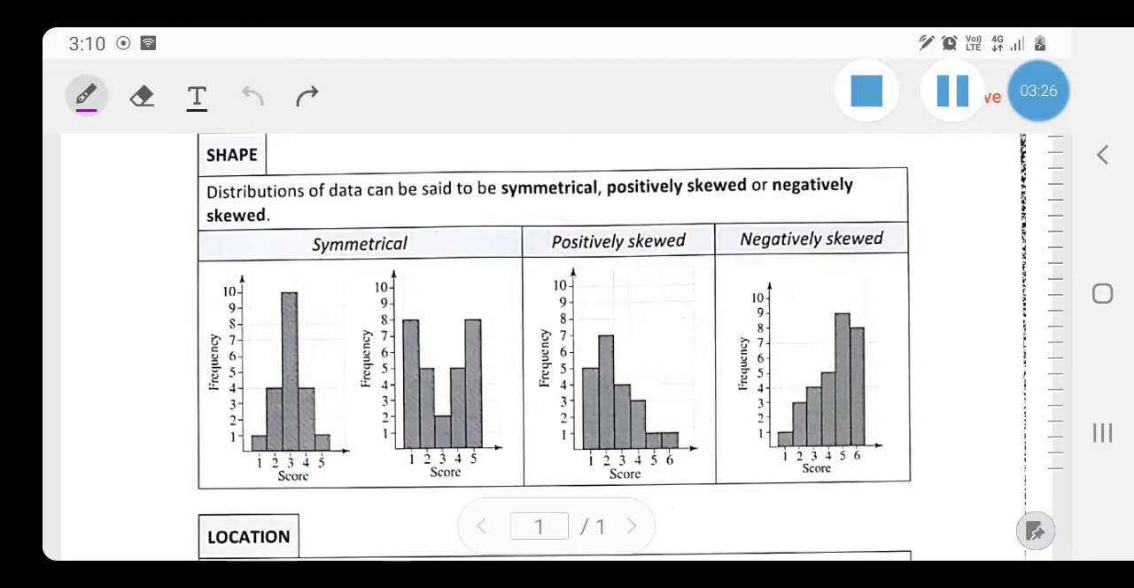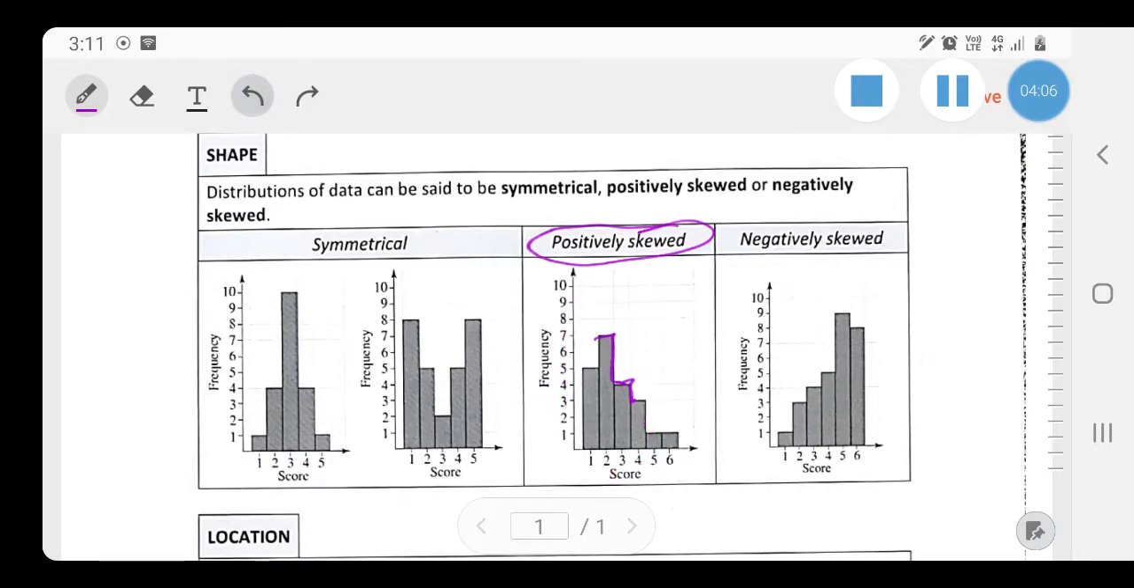All right, positively skewed. Now here's where people get confused. If the frequency from left to right gets smaller as the score gets bigger, and you can see that it's not perfect because this one was smaller than this one, but this is just an approximate case, then we say that this is an example of a positively skewed distribution.